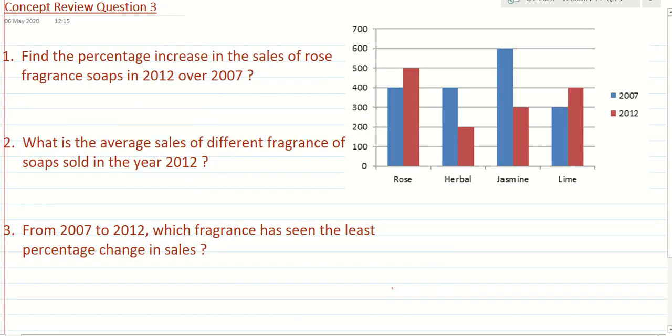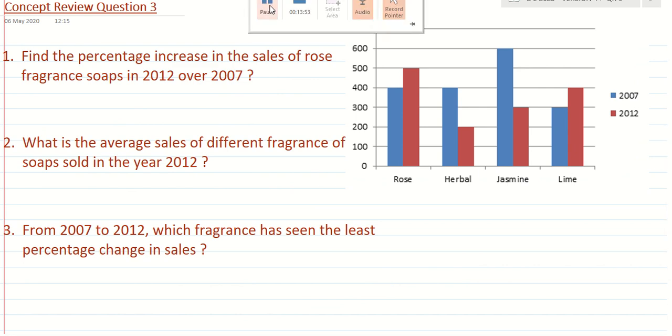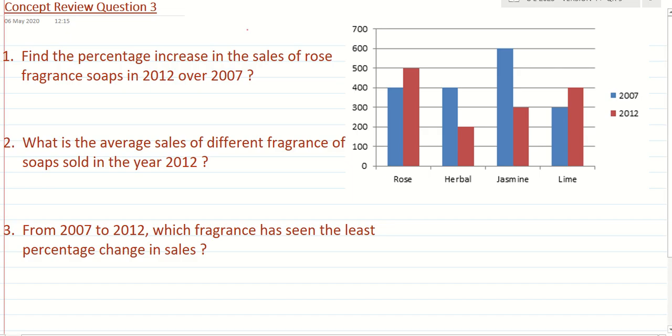Let's go ahead with the other one. Look at this question. Find the percentage increase. First you do it yourself, then we'll do it. Let's do it. Find the percentage increase in the sales of rose fragrance soaps from 2007 to 2012. Correct, no? So blue bar indicates which year? 2007. And what about the red one?